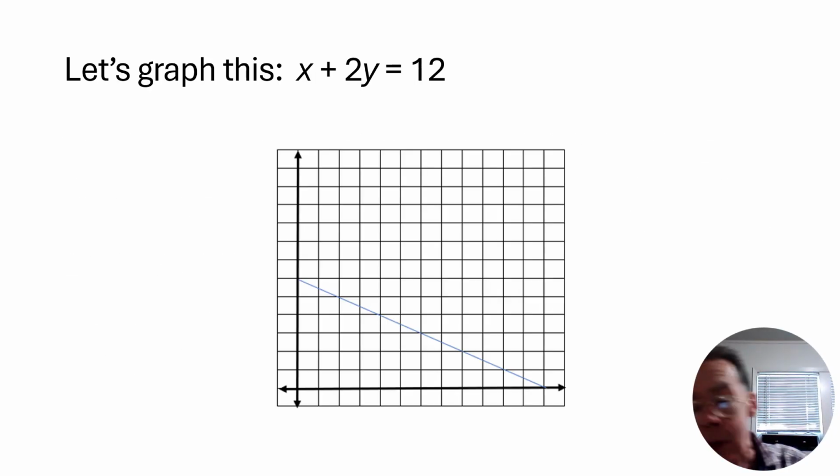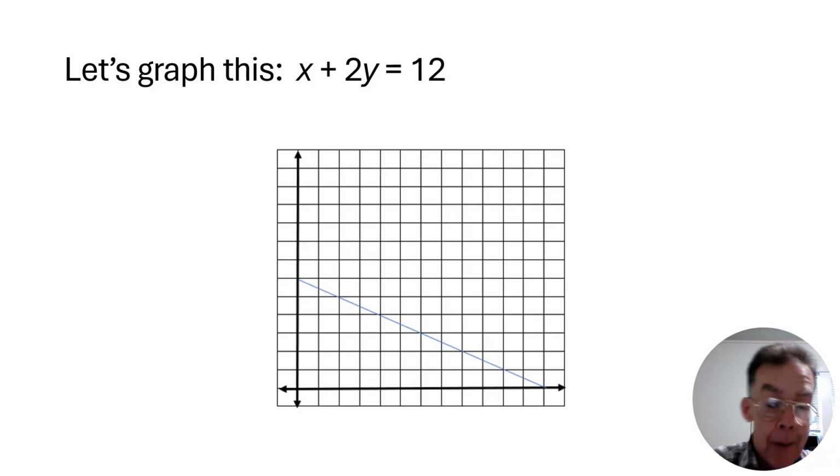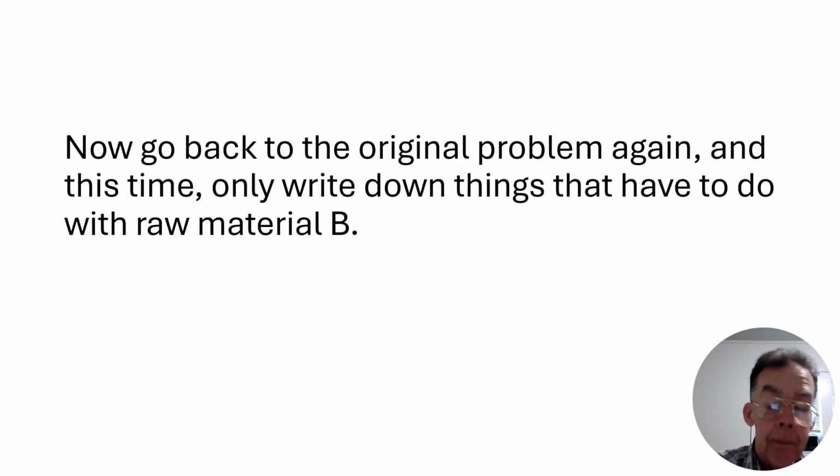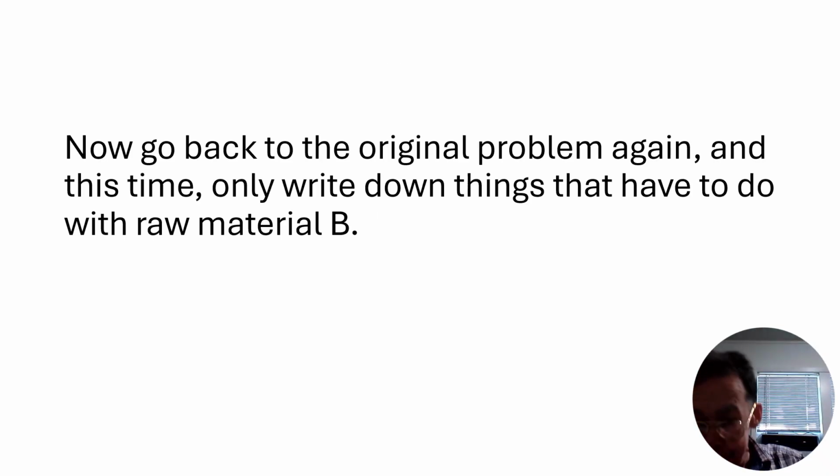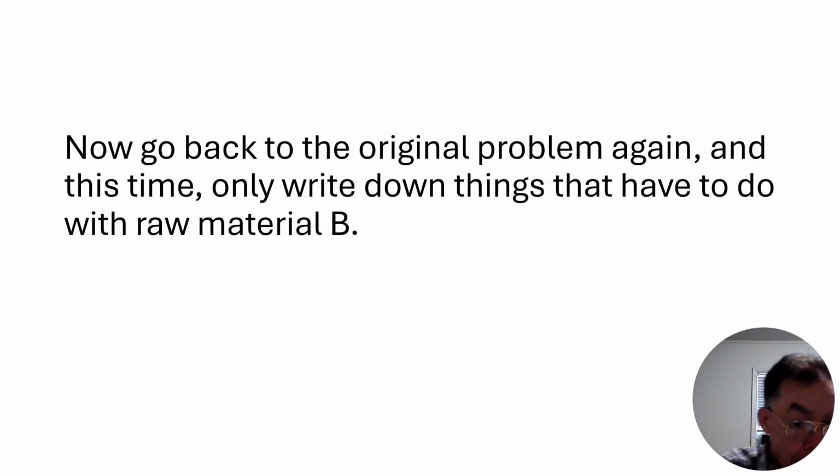And now you graph the equation. I'm not going to get into the mechanics of how you graph that, but if you graph it by intercepts, that's what the graph would look like. Now, you've dealt with raw material A. Now you go back to the original problem again, and this time, only write down things that have to do with raw material B.